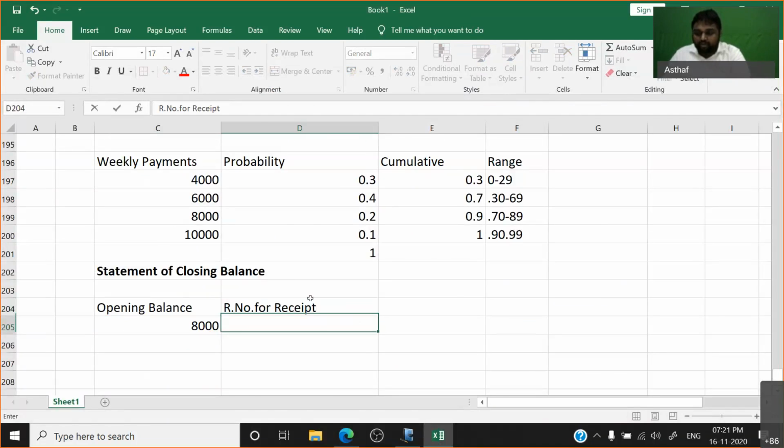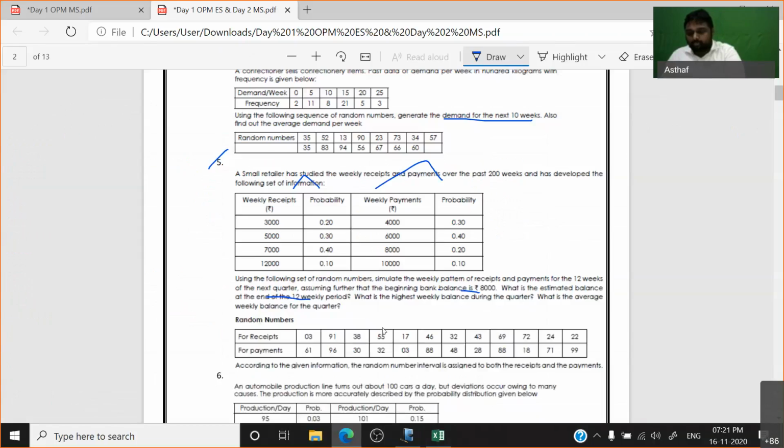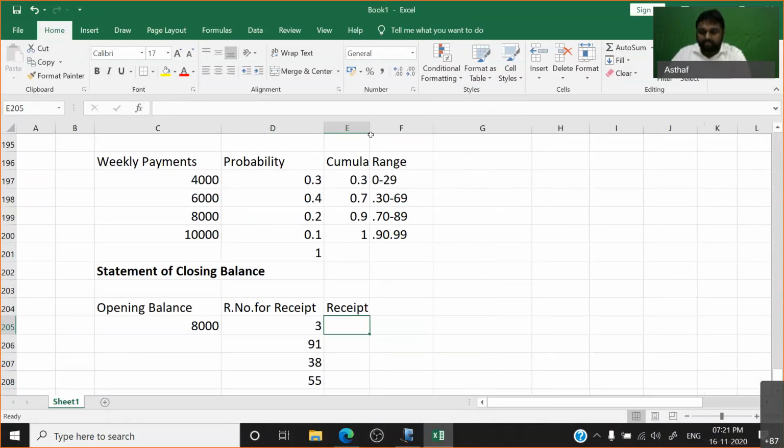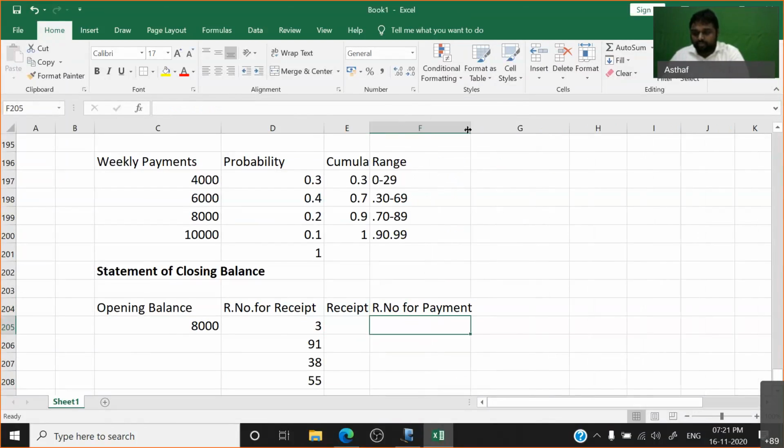First we have to do the random number for receipt. What is the random number for receipt? 3, 91, 38, 55. So what will be the receipt? We have to first find the random number for receipts, then receipts. Next, the random number for payment.